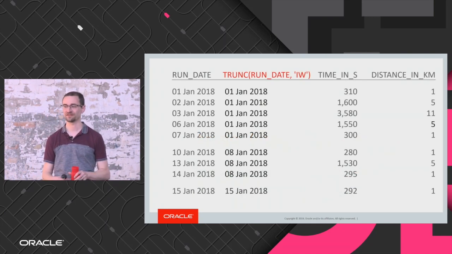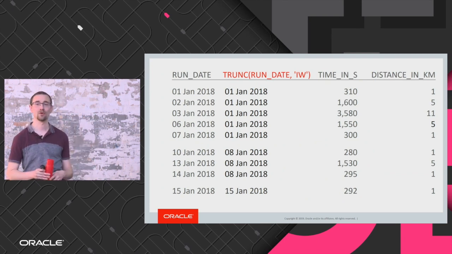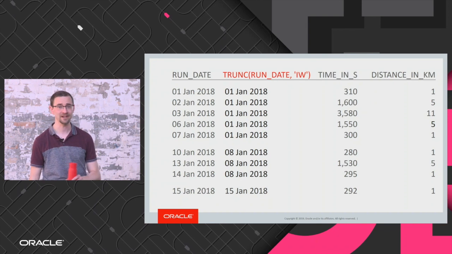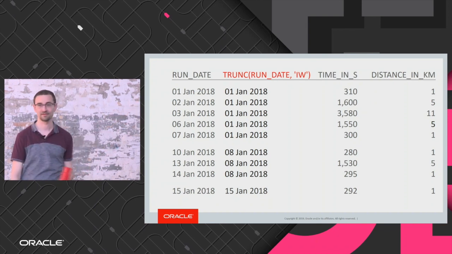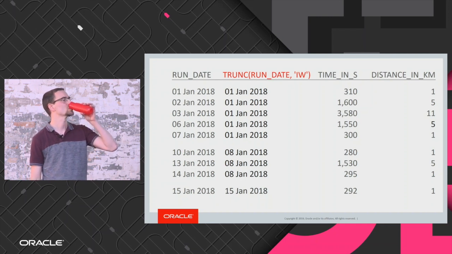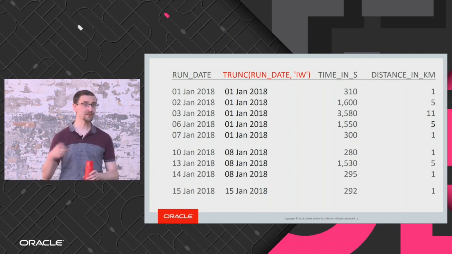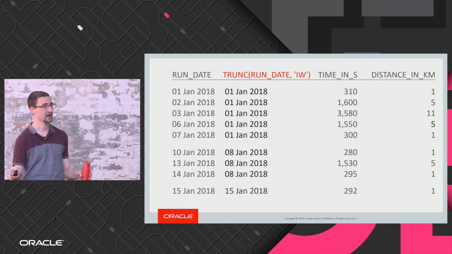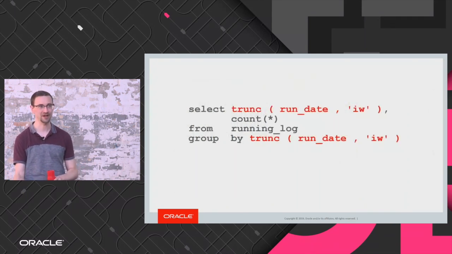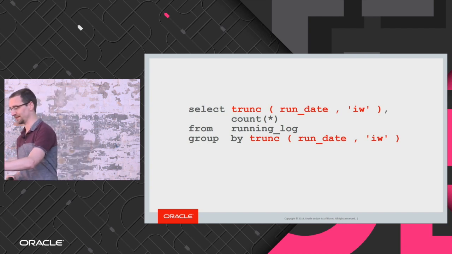So we put that trunc function in, and we can now see all the dates that fall in the same calendar week all have the same value. So we've got 3 groups here, 1st through the 7th, 8th through the 14th, and so on. So now we've got rows which have the same value. How do we bung them together? Well, we just use a group by. So we group by that expression, and all runs that fall in the same calendar week get grouped together.